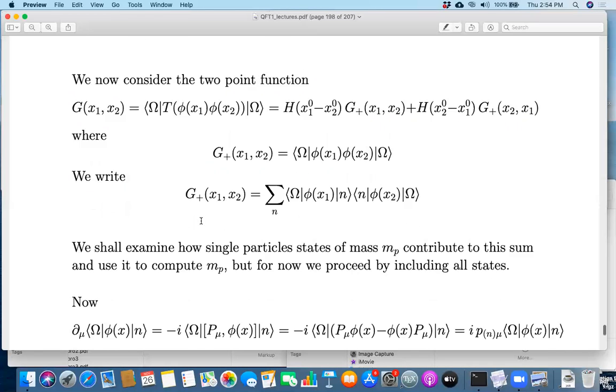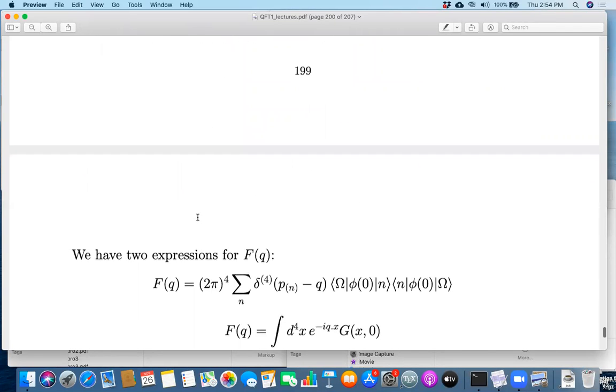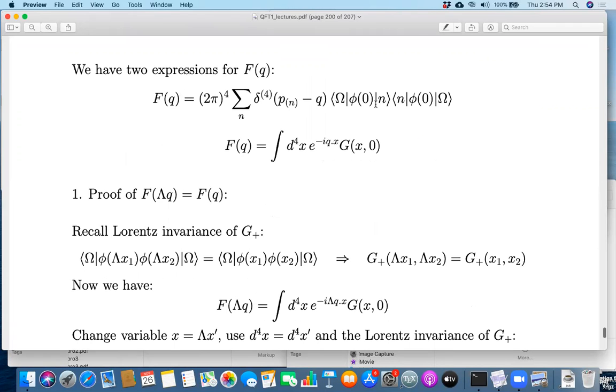So the idea is that we'll see what will be the contribution of single particle states to a sum like this. We will first study the contribution of single particle states to FQ. Then from there we will translate it to G plus, and from there we will translate it to G. And then we will use the fact that we know how to calculate G to see how to extract MP.